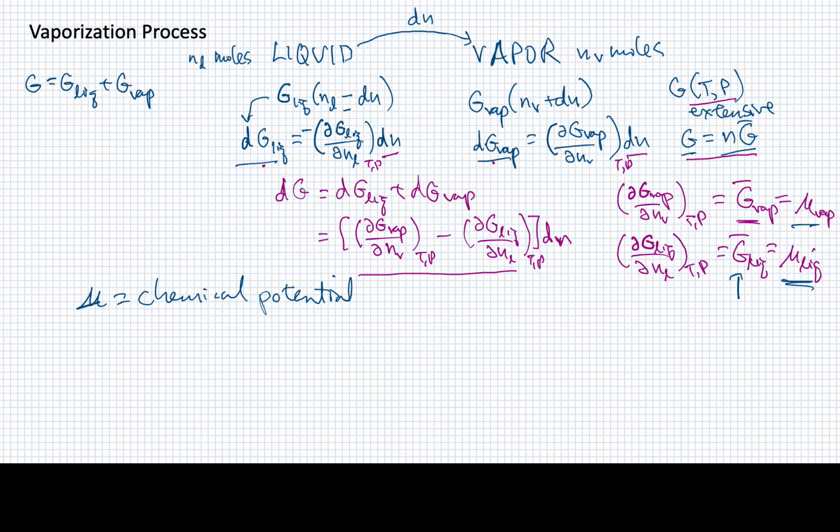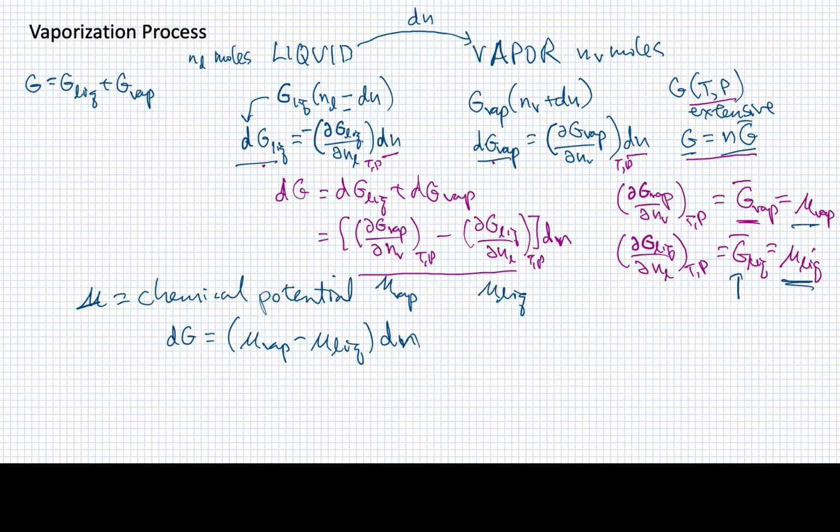Now, I want to note then that we can write a differential change in the Gibbs energy using this expression, because I'll just factor in mu vapor here and mu liquid here. I can write this as simply mu vapor minus mu liquid times dN. And this is a perfectly good expression for what's going on in this phase transition.